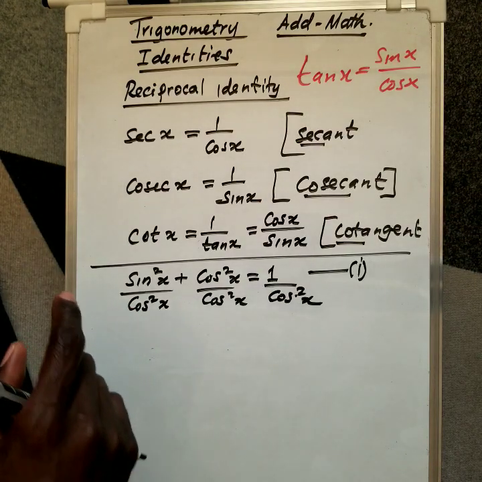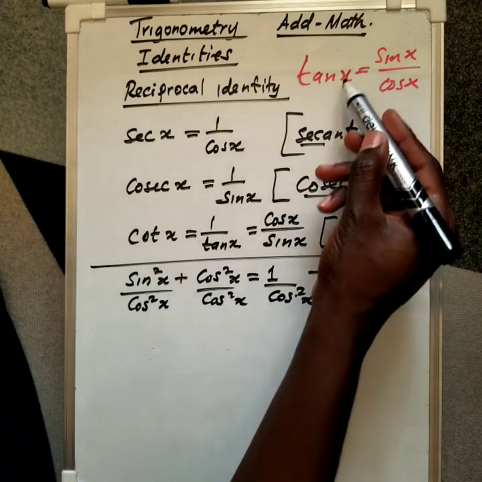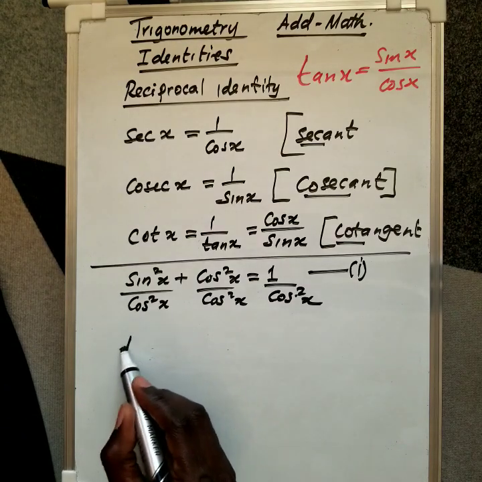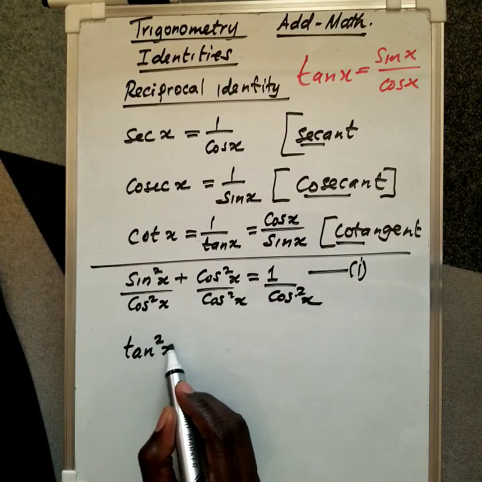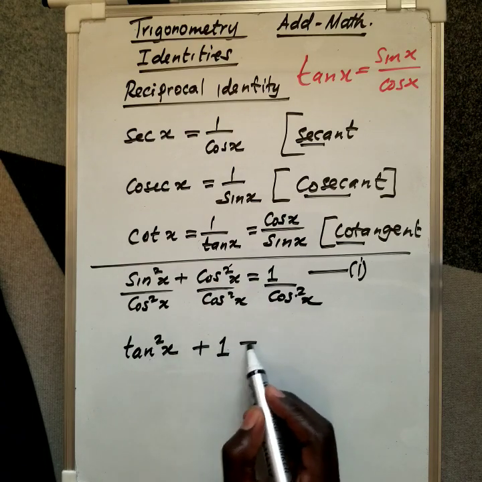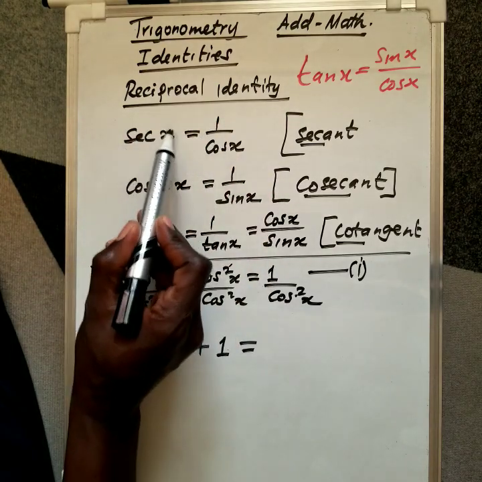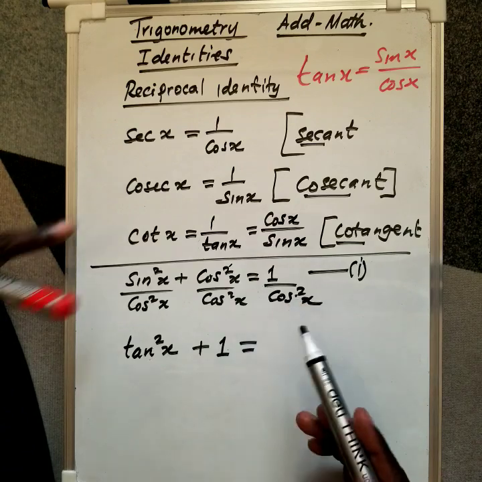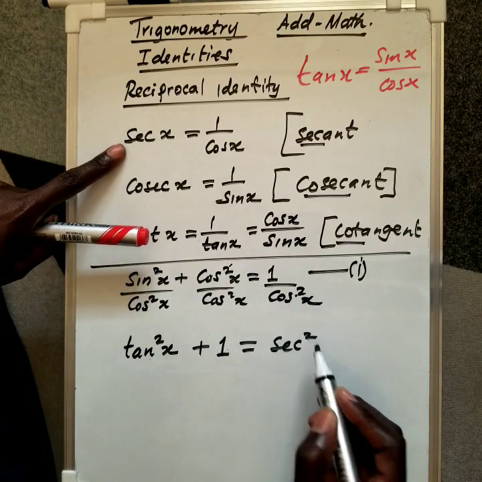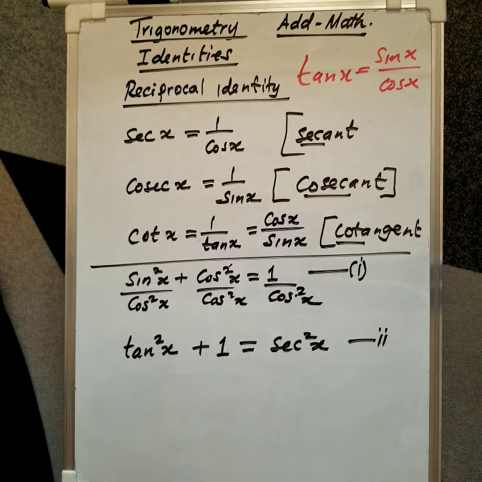Because all these have a square, sine squared x over cos squared x can be replaced by tan squared x. I hope we are together. Plus, remember, this and that will cancel to give you 1, which is equal to 1 over cos squared x. From the reciprocal identity, 1 over cos gives you sec, but because this is squared, it is sec squared x. This is another important identity that you need to remember, and we are going to be using these identities to prove.